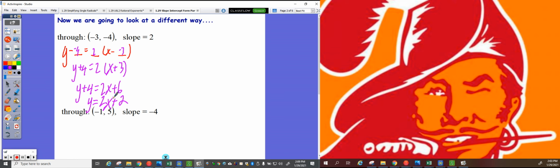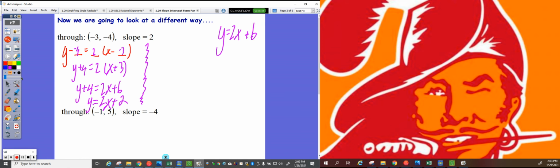Okay, now, look. You understand that half of your equation is already written, right? We already know that my equation is going to be y equals 2x, okay? Because I know what the slope is. But I don't know what the y-intercept is, okay? This is what we're looking for right here.